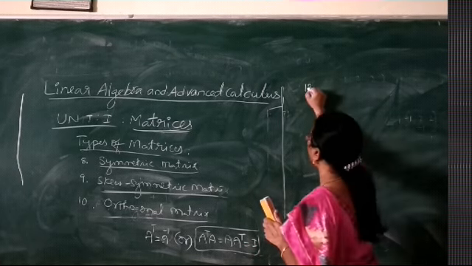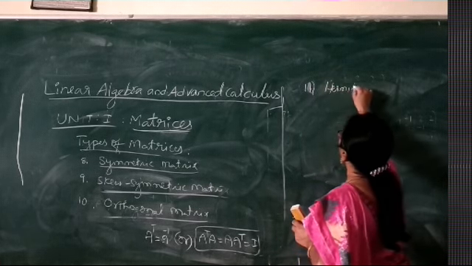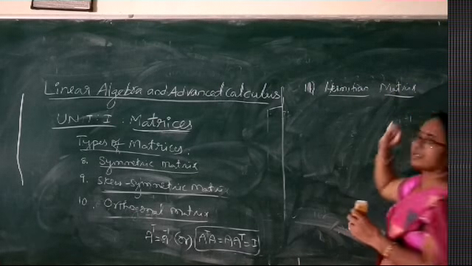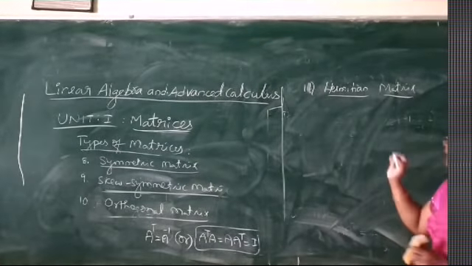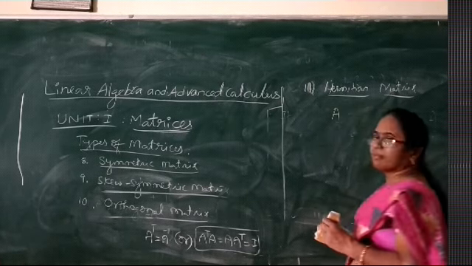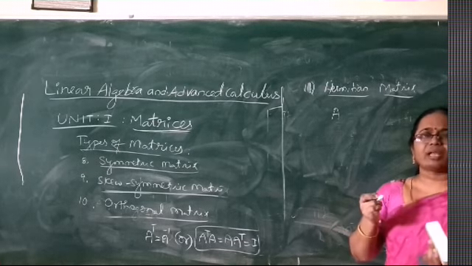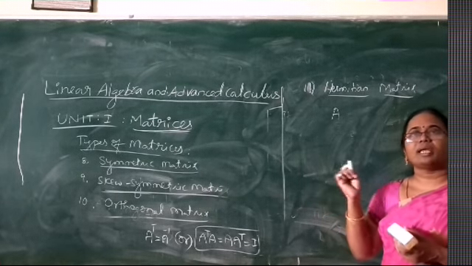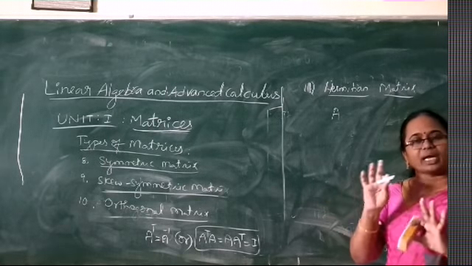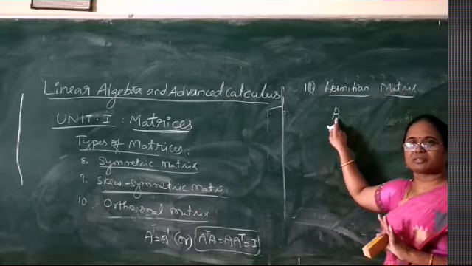Now let us see what is a Hermitian matrix. Suppose we have a square matrix A, maybe real or complex. Because every real number is a complex number, every real matrix is also a complex matrix. So you don't bother about the elements of the given matrix. Suppose that it is a square matrix.